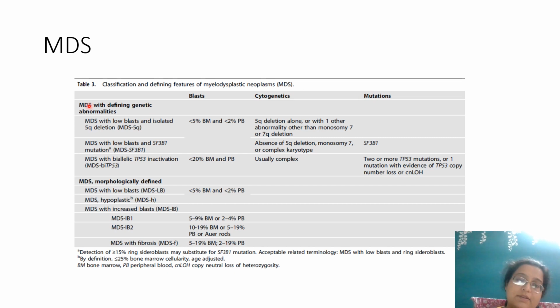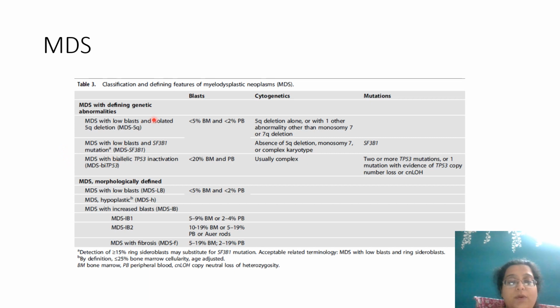Now MDS has been divided into MDS with defining genetic abnormalities and MDS morphologically defined. So what are the MDS with defining genetic abnormalities? That is MDS with low blasts and isolated 5q. You know about MDS 5q. Now it is with low blasts, less than 5% in bone marrow, less than 2% in peripheral blood, and 5q deletion alone, or with one other abnormality like monosomy 7 or 7q deletion.